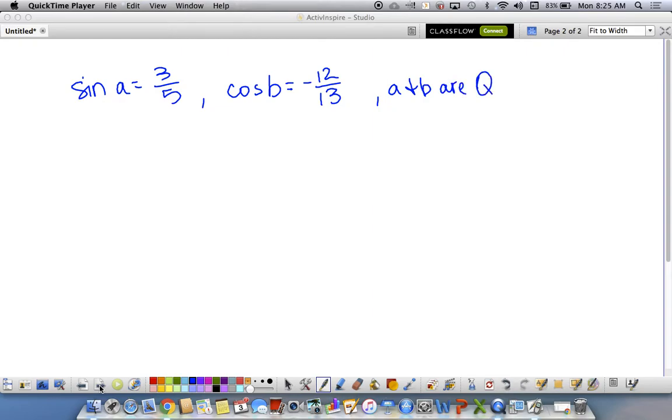What if I tell you what sine of something is? Sine A equals 3/5. And cosine B equals negative 12/13. Can you find, oh wait, you need to know something else, I will forget. A and B are both in quadrant 2. I need you to find cosine A plus B.